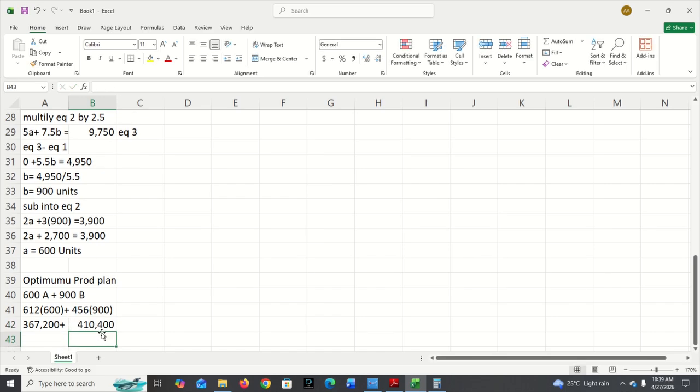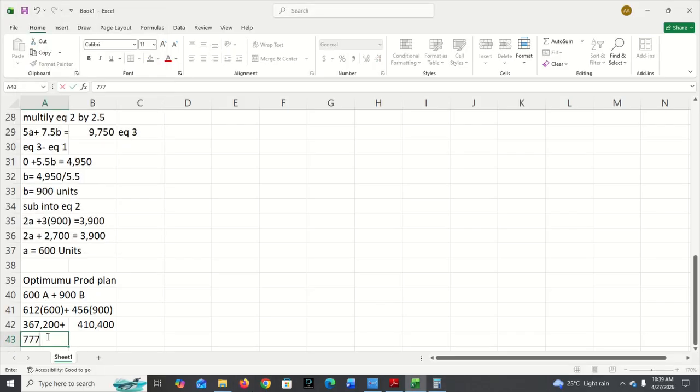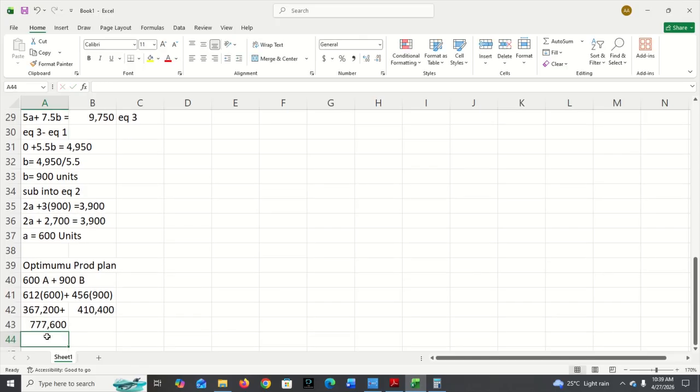So let's add it up. 367,200 plus 410,400 will give me 777,600. That's my total contribution. So my contribution is going to be 777,600.